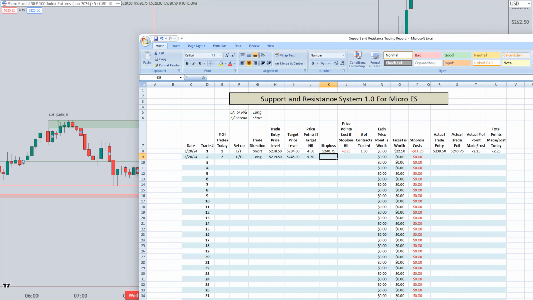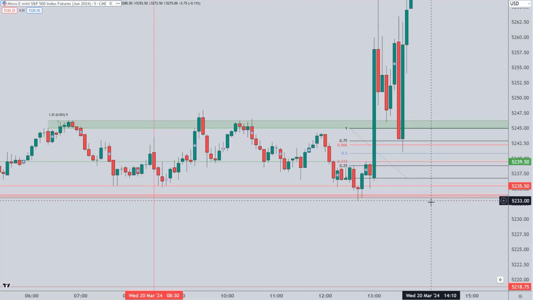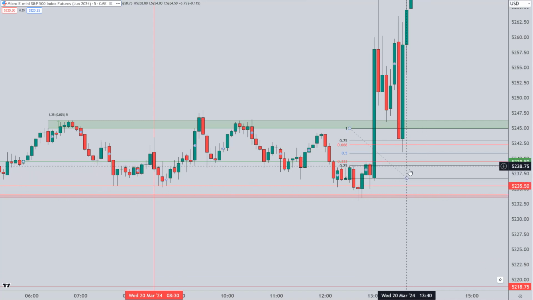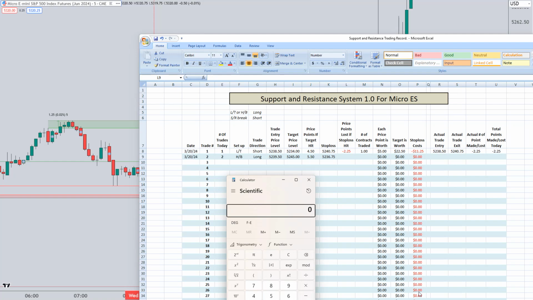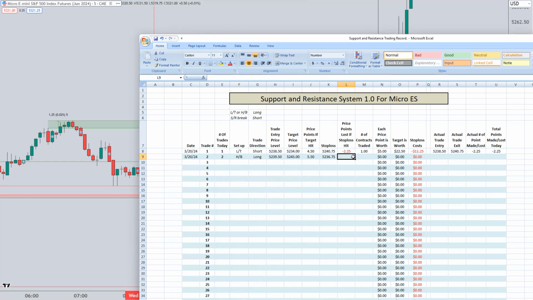Our stop loss will be, entries right there, so our stop loss is right here at 52.3675. So entry is 52.3950 minus 52.3675 means we have a 2.75 point stop loss. One contract traded, worth $5. We'd make $27.50 or lose $13.75.